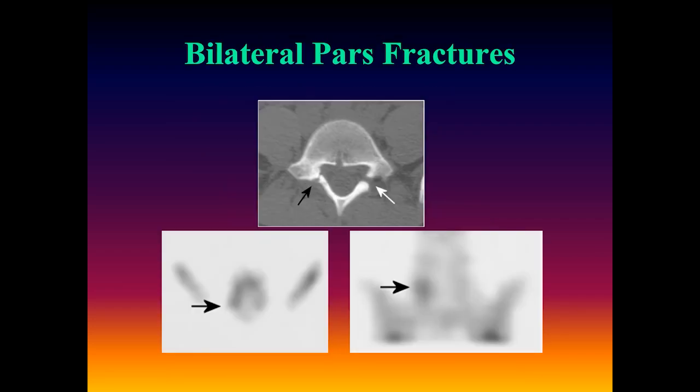This is a patient with bilateral pars fractures. Notice that there is increased uptake in the right pars fracture, but not on the left. That indicates that healing is still going on in the right, but there is no more healing, or the healing has ceased, on the left.